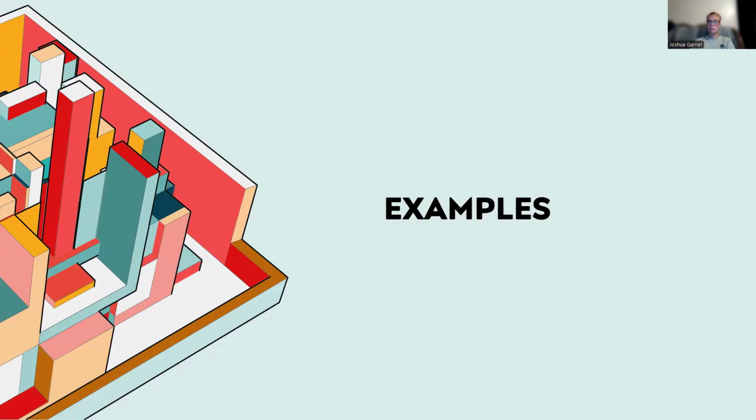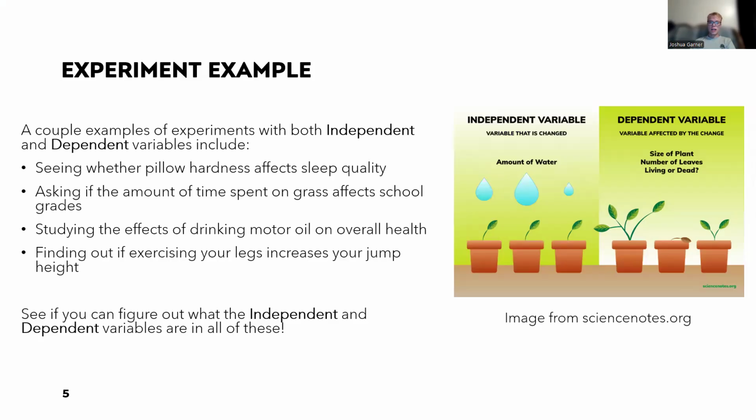So I put together a few examples just to really get a hang of it. I got this sweet graphic from sciencenotes.org. As I'm going through these experiments, I want you to look at this and apply what you see in the graphic to the experiments I made. See what the variable that's changed, the independent variable, is, and what the variable affected by the change, the dependent variable, is. In our first experiment, we're seeing whether pillow hardness affects sleep quality.